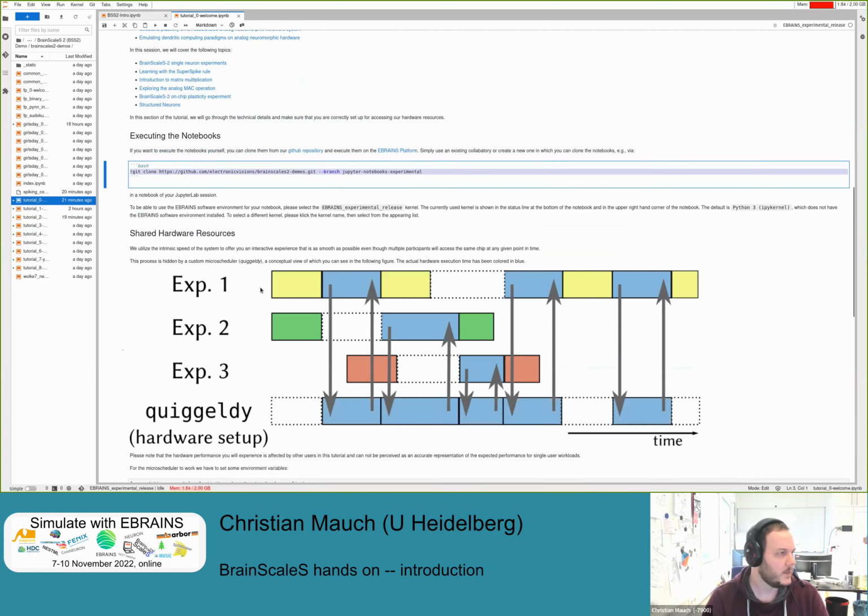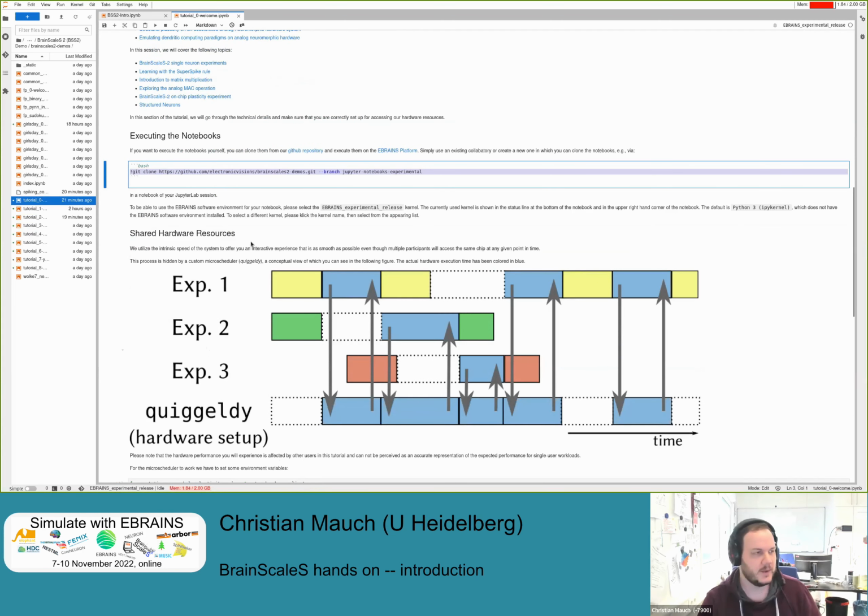So we have roughly 20 people here, and we don't have that many setups here in Heidelberg. But what we have is a shared hardware access service, a microscheduler. We call it Quiggledy, which basically takes out from the experiments that you will be executing the part that is running on hardware. It will be automatically extracted, sent here to Heidelberg, emulated on the hardware, and sent back to you in your notebooks.